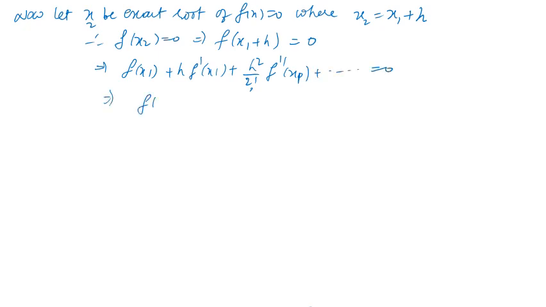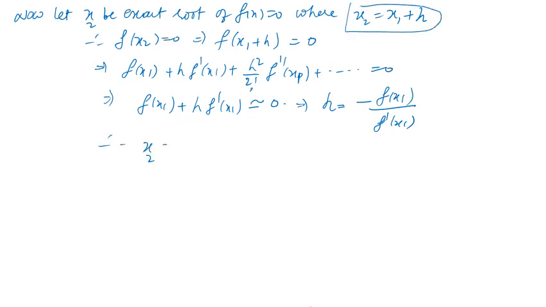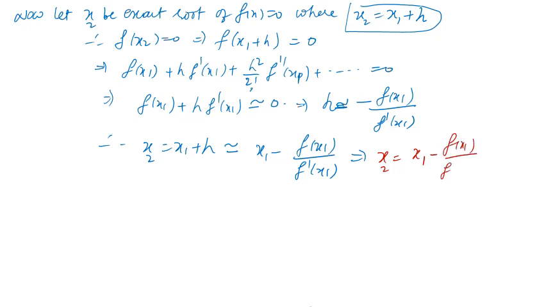Now neglect the second and higher order terms. So from this, I am getting h equal to minus f of x1 by f dash of x1. Therefore x2 equals x1 plus h, and this h is approximate. So x2 approximates to x1 minus f of x1 by f dash of x1. This is not exact now because we are neglecting some terms; it is the next approximate root.